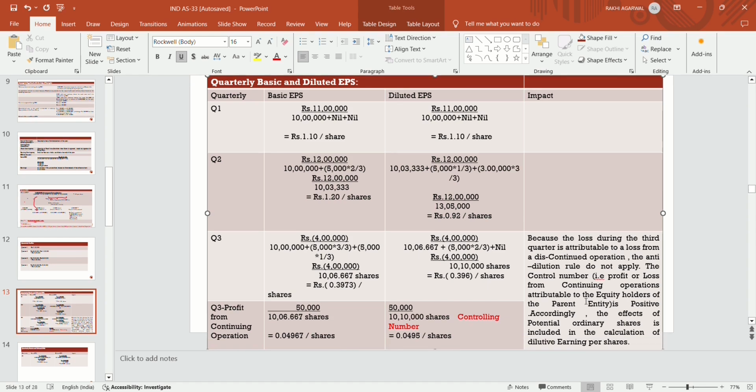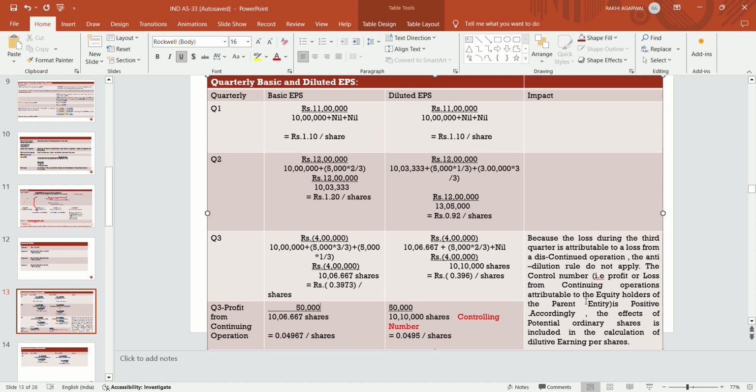Because the loss during the third quarter is attributable to a loss from a discontinued operation, the anti-dilution rule does not apply. The control number, that is the profit or loss from continuing operation attributable to equity holders of the parent entity, is positive. Accordingly, the effect of potential ordinary shares is included in the calculation of diluted earnings per share. So there is a loss during the third quarter that is also attributable to the loss from discontinued operations.